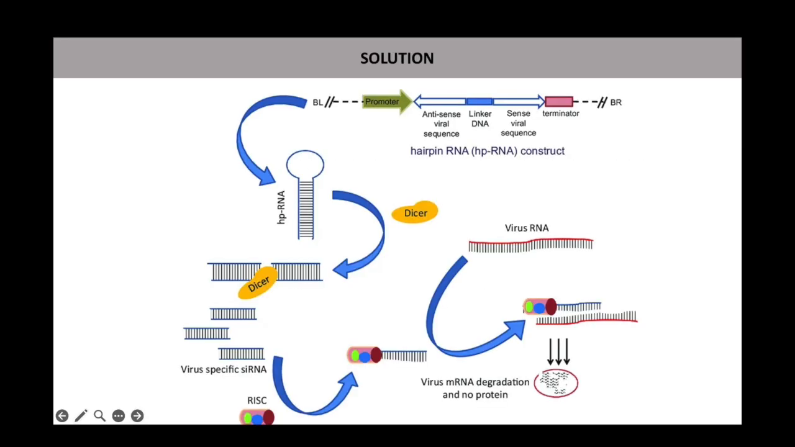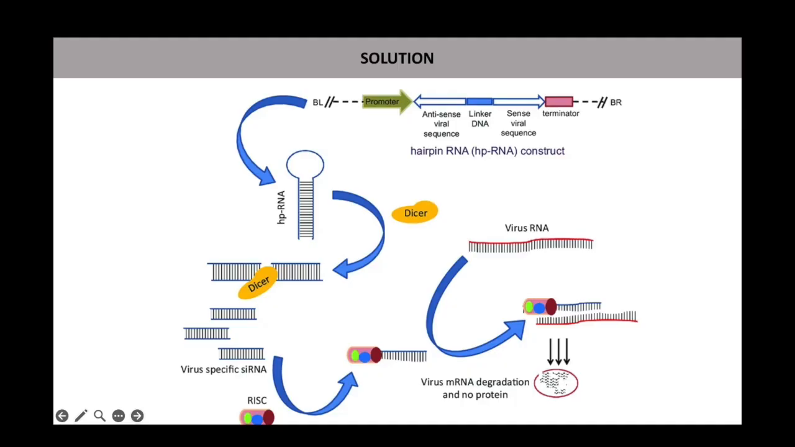We have talked about this in previous classes also, that if it has to be synthesized artificially by some promoter, then the sequence that is being cloned is a sense sequence and an antisense sequence with a small linker sequence. So once this gets produced into RNA, these two sequences will be complementary to each other, and the linker sequence will form the loop. Okay, so once this RNA gets produced, it will get converted into HpRNA, and this is recognized by dicer.